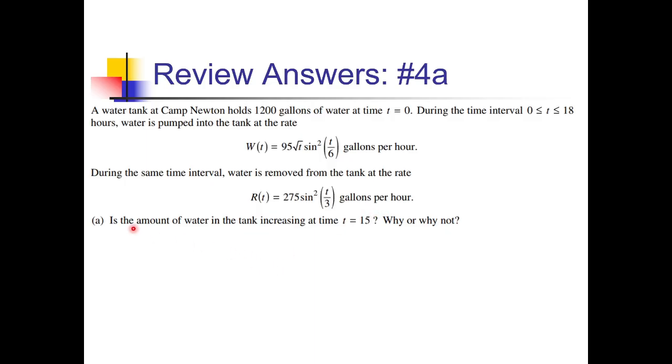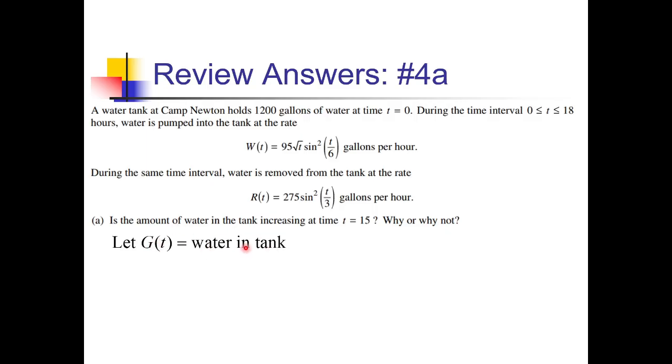For part A, we want to know if the amount of water in the tank is increasing at time 15. Why or why not? So one way to do this would just be to plug 15 directly into W and R and compare those. If the rate in W is higher than the rate out R, then we would say yes, the water amount is increasing. But I did a little bit more on this one. I actually chose to define a new function. I'm going to call it G. G of t is going to be the water in the tank, and then G prime is going to be the change in the water in the tank.